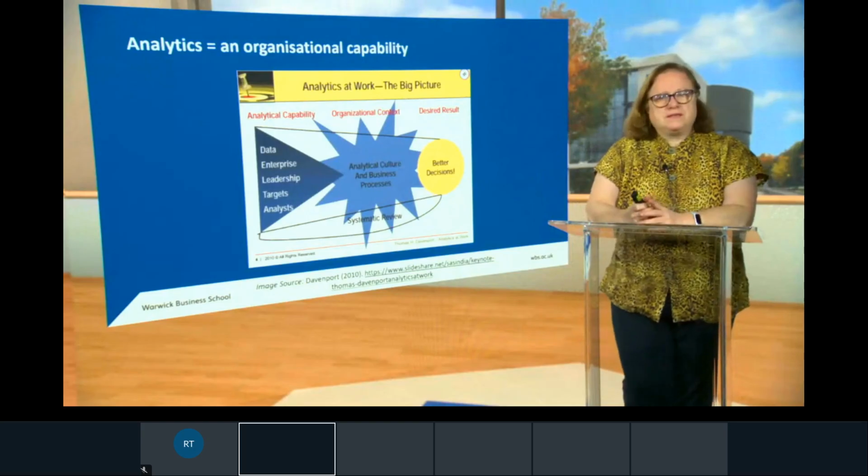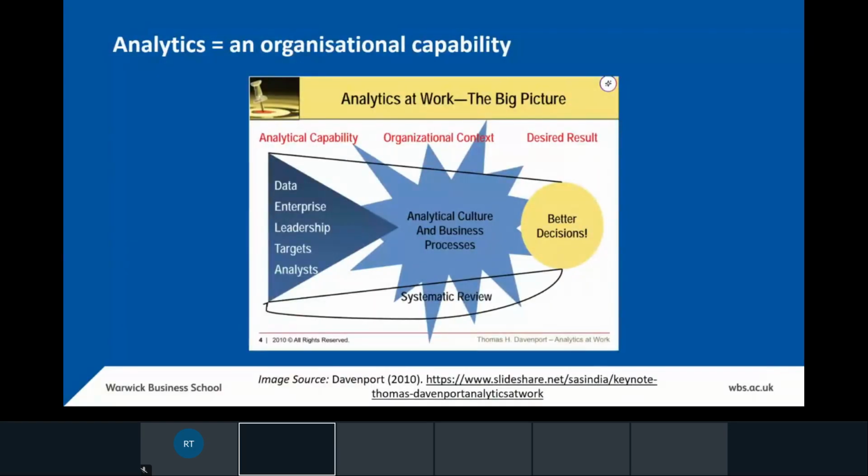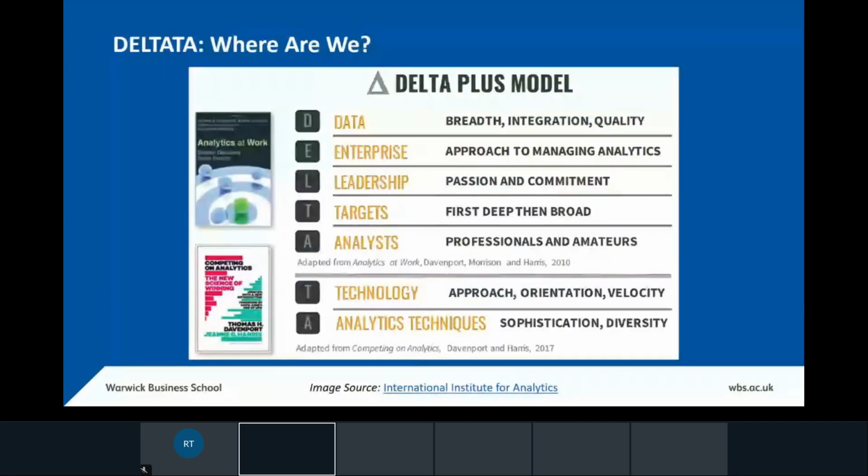So in week 1, we started off by saying, why is it that you need to evaluate an analytics function? Well, because you want to make better decisions overall. But in order to evaluate the analytics function, it's helpful to use a framework. As you can see over on the left-hand side, this is taken from Davenport's very early work before it became Delta Plus or Delta TAR. You can see that we have the delta elements listed there, and that is helping you to evaluate the analytical culture and business processes. It's a systematic review, so the idea is that undertaking that will help you to make better decisions.